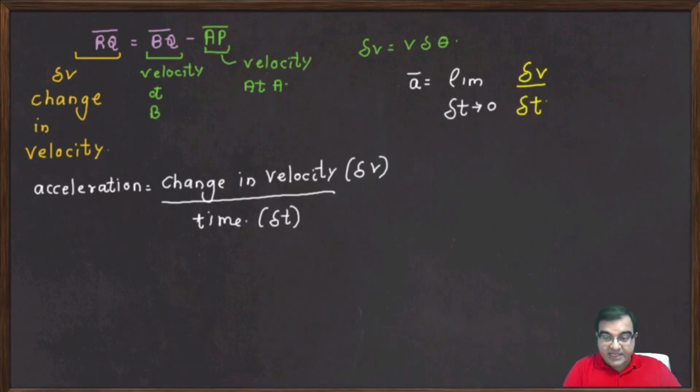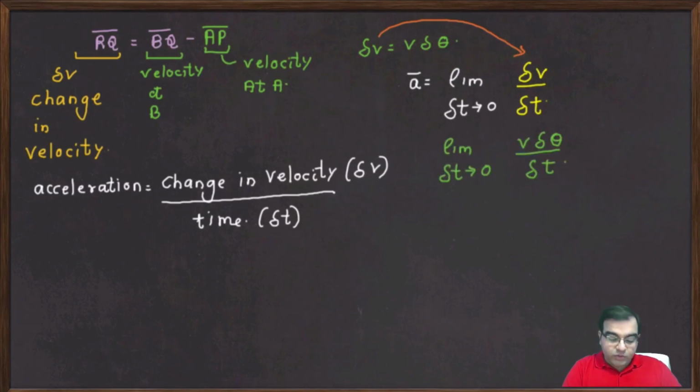Now instead of this delta v, I can substitute v delta theta. So I write limit delta t tends to 0, and instead of delta v, I substitute v delta theta by delta t.